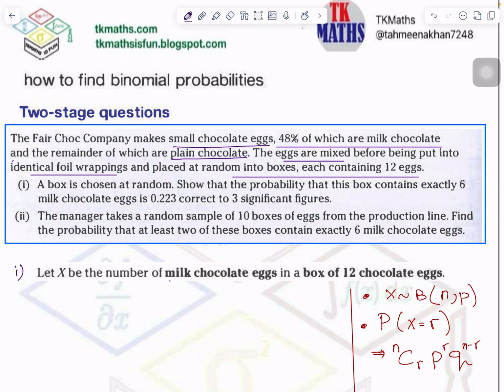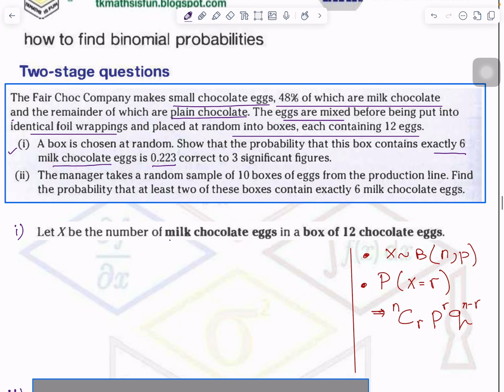Now there are two parts. One part is that a box is chosen, one box. You have to show the probability that the box contains exactly 6 milk chocolate eggs is 0.223. Because the eggs are mixed after wrapping in the identical foil, nobody knows how many are plain chocolate and how many are milk chocolate. So you have to find the probability that there are 6 milk chocolate eggs.